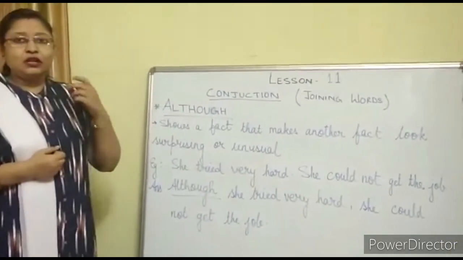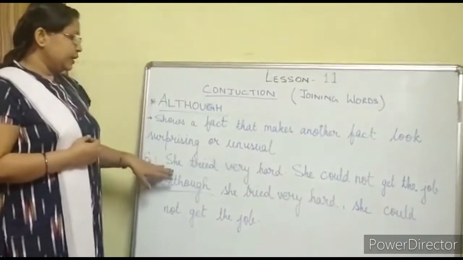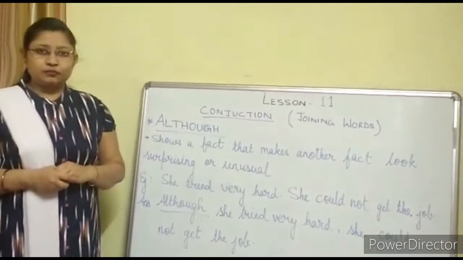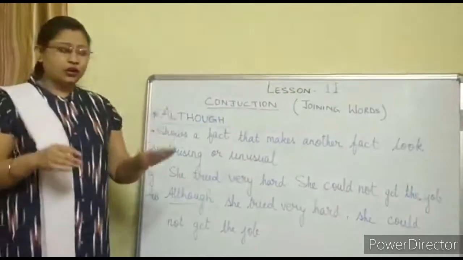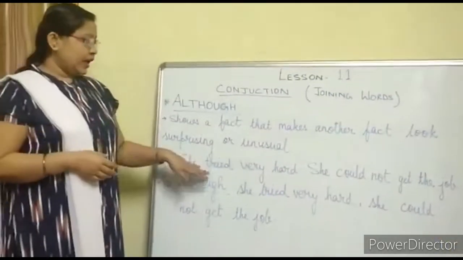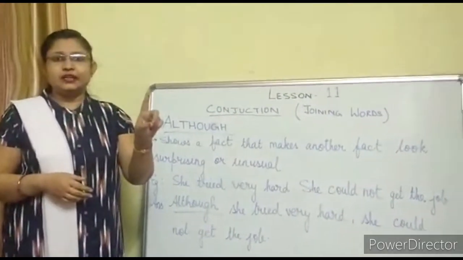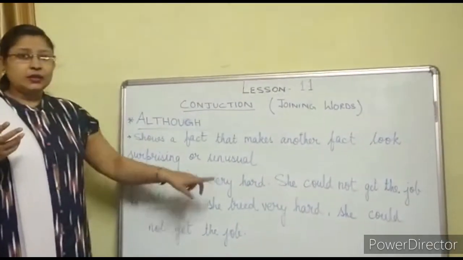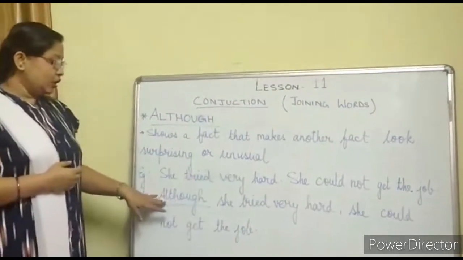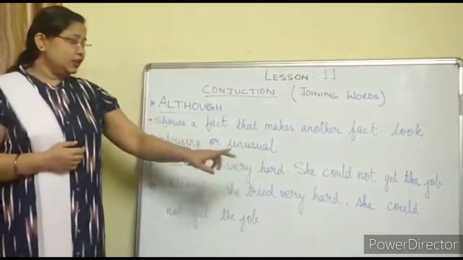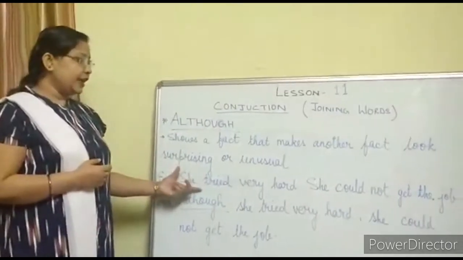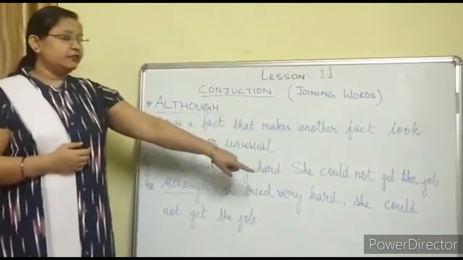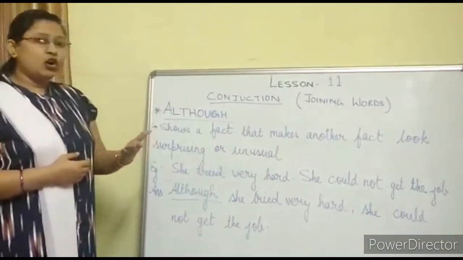Let us take an example to understand it more clearly. She tried very hard. Second, she could not get the job. So for a particular job, she tried hard, but she could not. One fact is that she tried hard, and the second fact is she did not get that job. Now here we will use although. Although she tried very hard, then a comma will always be there. Although she tried very hard, she could not get the job. Here one fact is related to the second fact, and it makes the other fact look very surprising or unusual.